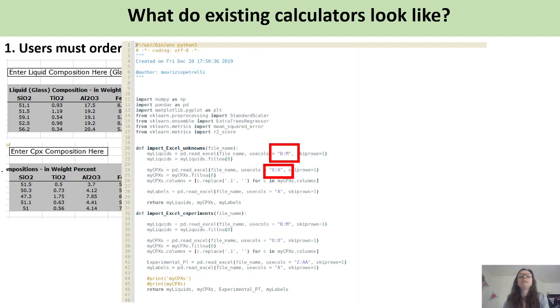If you then wanted to use Maurizio Petrelli's machine learning method, you would have to download his Python file. And you can see here, this requires you to input your liquid data in a certain spreadsheet format between, in this case, columns B and M. And then some other tools are available in R, some might require MATLAB, etc. So if you want to compare lots of different models, you're going to have to download a lot of different spreadsheets and scripts and have knowledge in all of these languages.